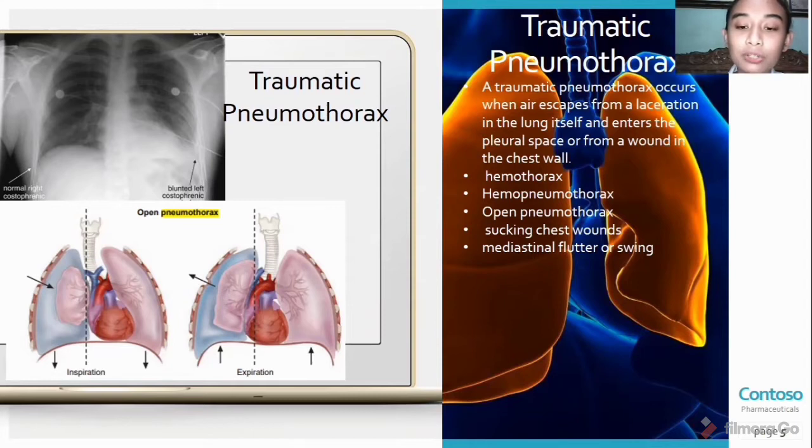Mediastinal flutter or swing occurs when the structures of the mediastinum, the heart, and the great vessels shift towards the uninjured side with each inspiration and in the opposite direction with each expiration.